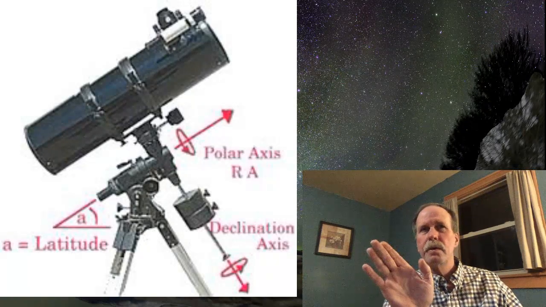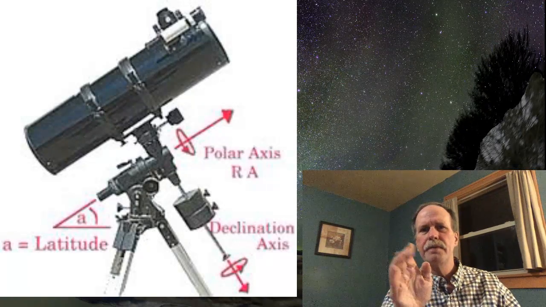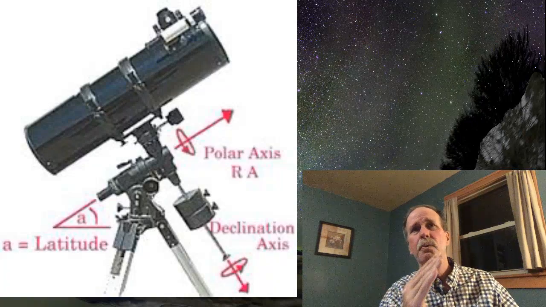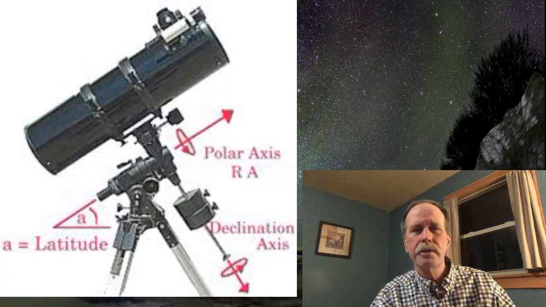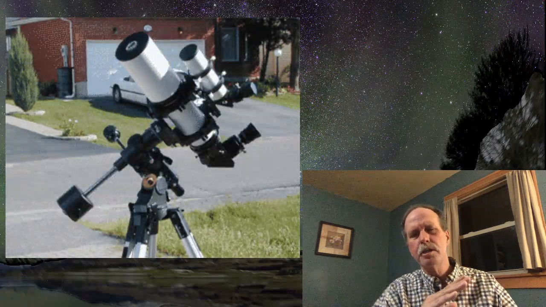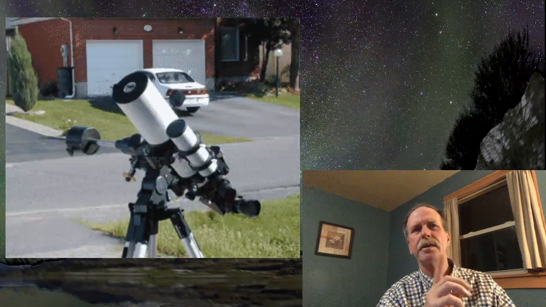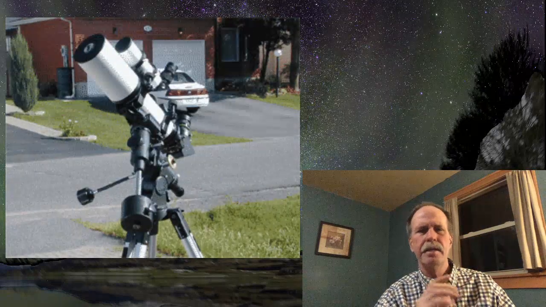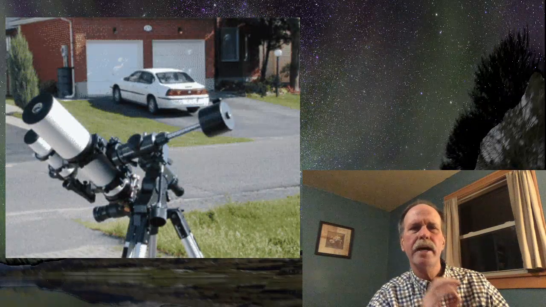Now, if you were to rotate the telescope left and right on the axis that the weights are on, that's called rotating it in declination. Now, what we see here is the telescope rotating around that polar axis. This is called rotation in right ascension.